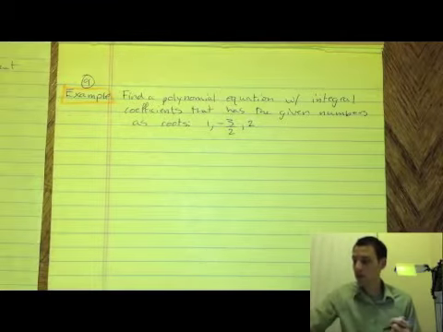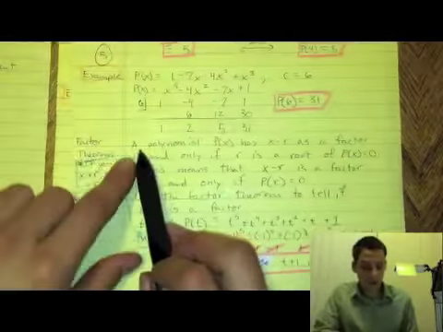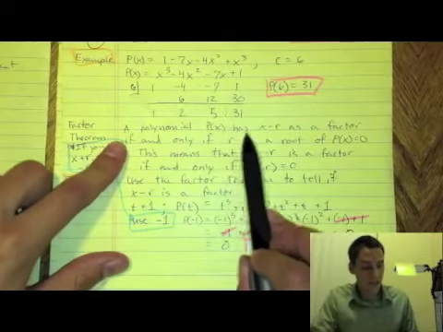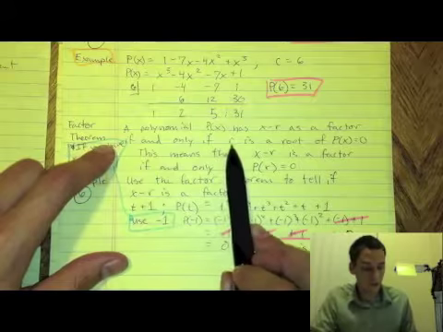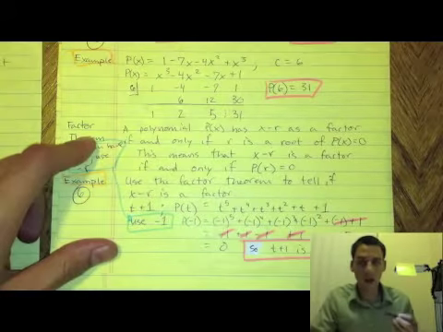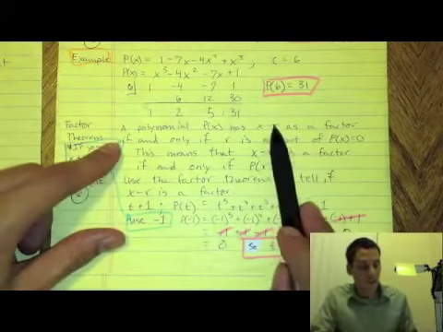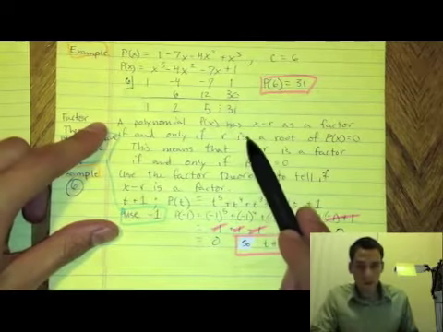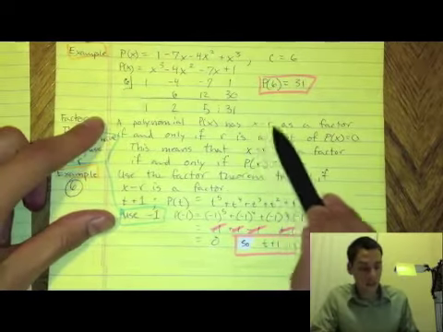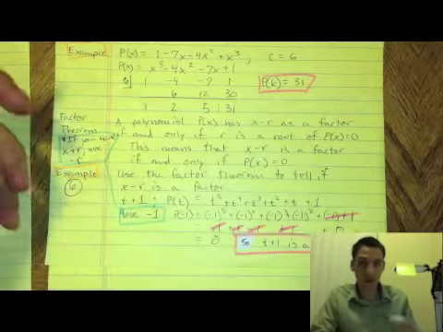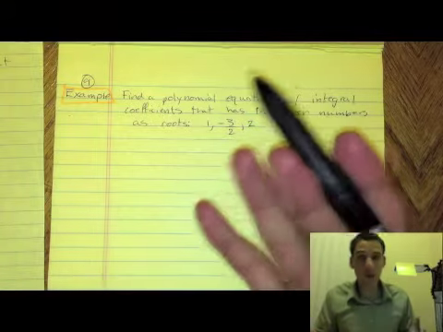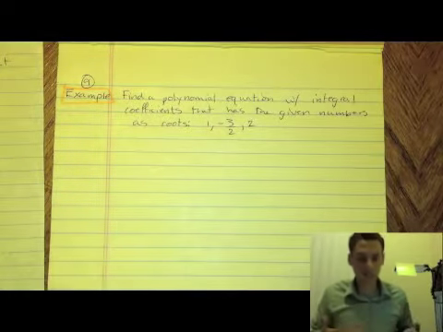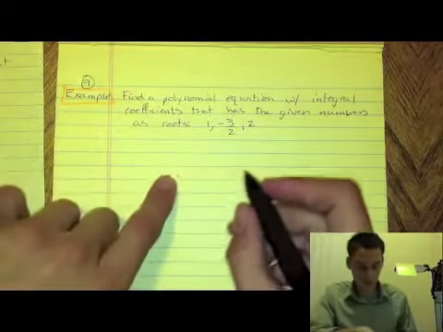And we're going to be using the factor theorem for this. It says a polynomial p of x has x minus r as a factor if and only if r is a root. So what they're saying is, if we have a root, we can get a factor just by going variable minus that root. So if we have all these factors, we can multiply them together and get a polynomial. If that didn't make sense, it will be clear when I do this example.